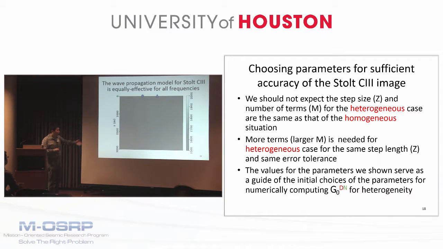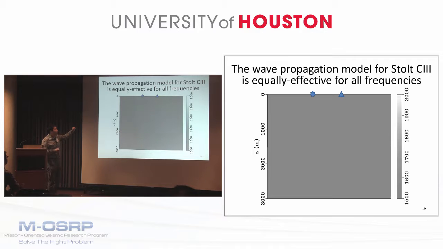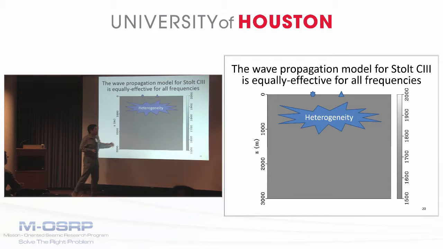Now let's take one step further to the heterogeneous case. As I have mentioned, in the homogeneous case, we have an analytical result for G0DN, and we have a known equally effective image result for the reflector. So we are confident that the numerical result is also equally effective for all frequencies. How about when we have heterogeneity in the model? Now there is no analytical G0DN, and no analytical image result. So how can we confirm that our image result and the wave propagation model are still equally effective for all frequencies in this heterogeneous case? Here is the way we can have confidence in that.